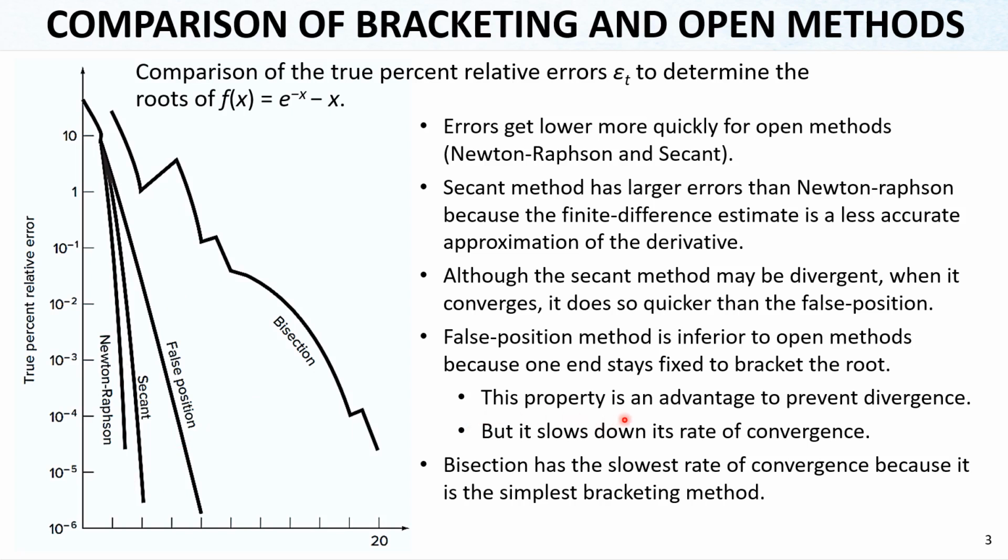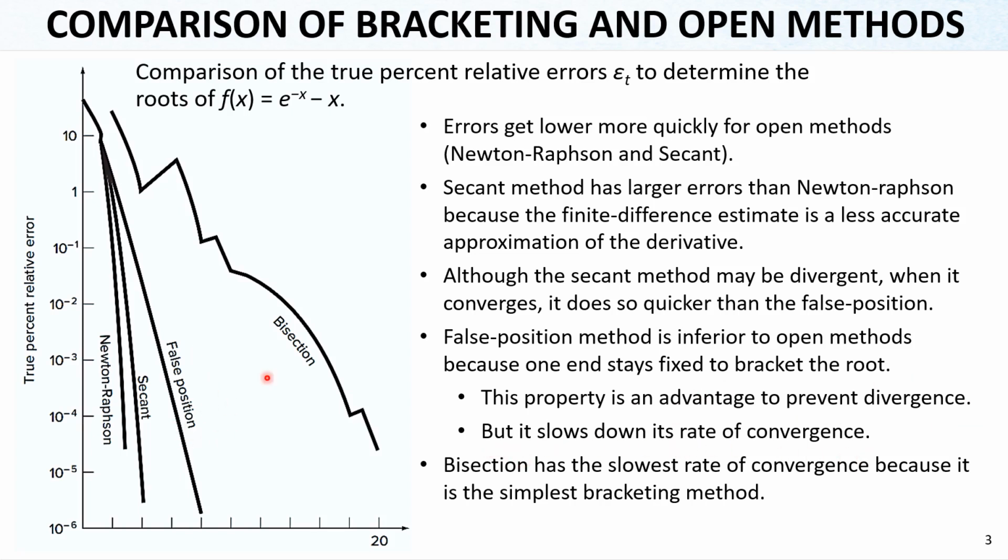This property is an advantage to prevent divergence though. So the false position has bracketing of the root, and this is a good advantage because it is always converging, it prevents diverging. But secant and Newton, because they don't bracket the root, they can diverge. But it slows down its rate of convergence.